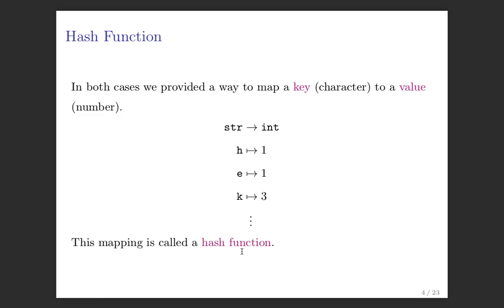This is called a hash function. So a regular list would have the identity hash function, because the position of K is at the kth element.